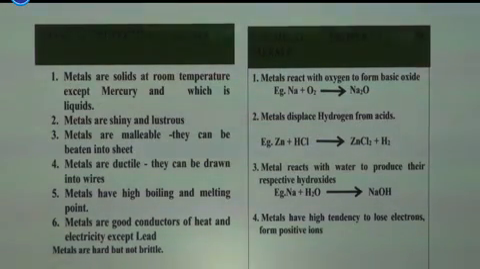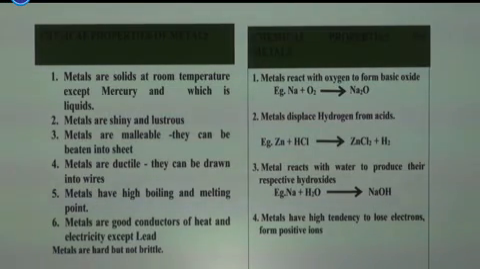Number 3, metals react with water to produce their respective hydroxides. That means sodium, taking it as an example, will react with water to form sodium hydroxide. Magnesium will react with water to form magnesium hydroxide. Iron will react with water to form iron hydroxide, and so on and so forth. So that is the reason why we are saying their respective hydroxides.